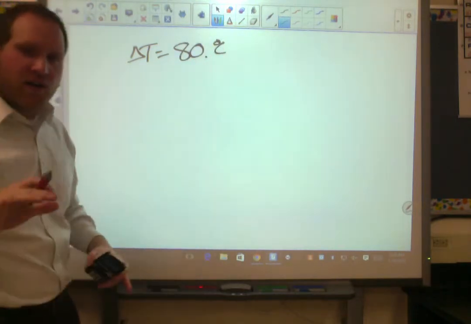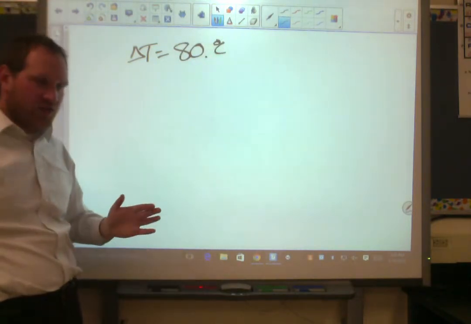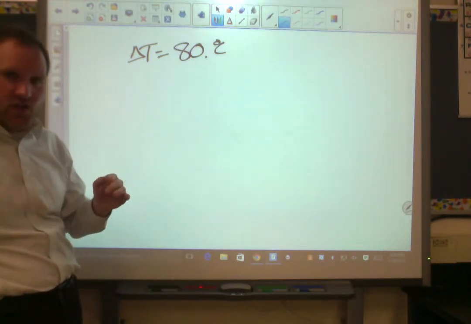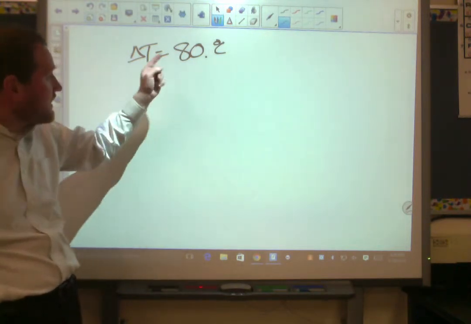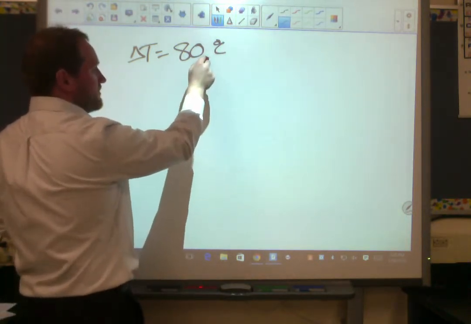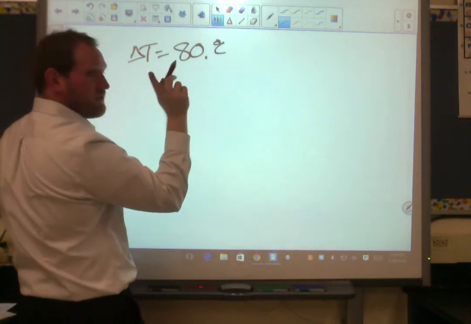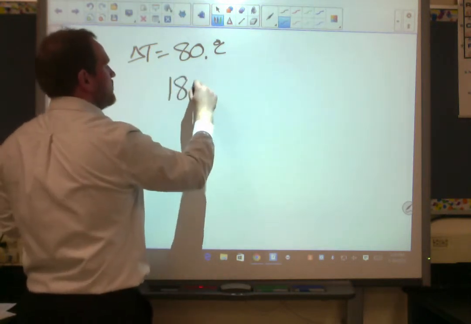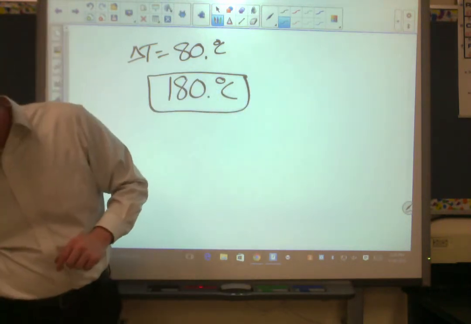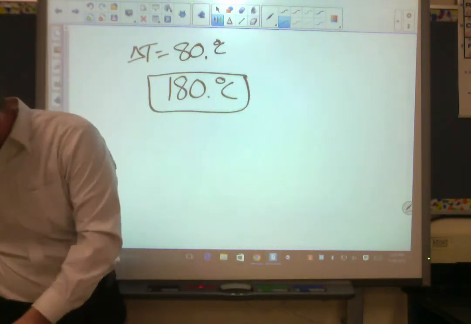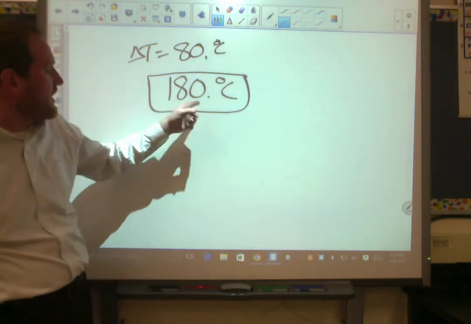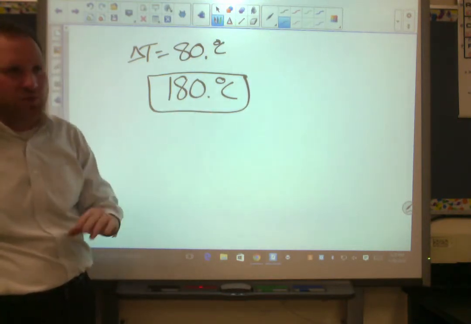But that's not my final answer. The final answer doesn't say how much it's going to change by. It says what's going to be the final temperature. Well, that water gas started at 100, and it's going to heat up by 80. So my final answer, when we add, we don't do sig figs. We do decimal places. It's going to be 180 degrees Celsius. Our final answer. Okay. Probably if you said 180 without that for 2 sig figs, that would probably be acceptable too.